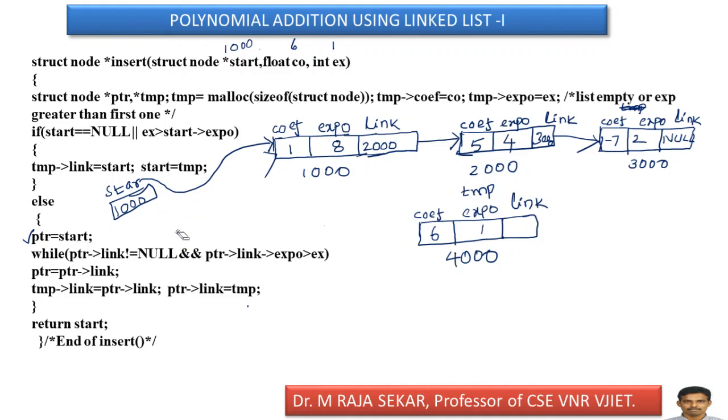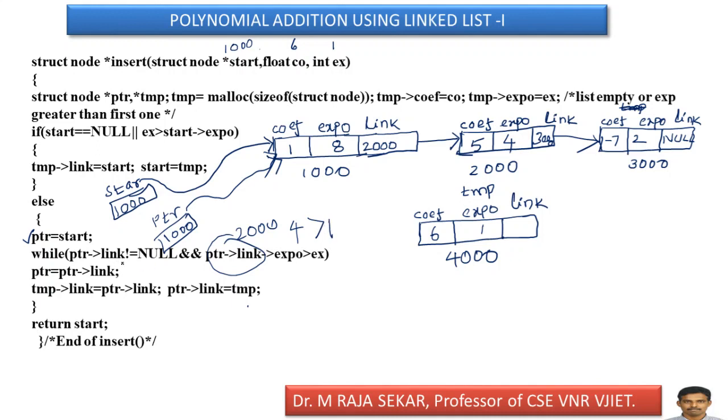Let me write again. Let me choose pen. Else PTR equals start. PTR is a pointer variable where I can store start. Start means what? 1000. It will point to a node whose address is 1000. Now where are we? PTR arrow link. 1000 link is 2000. 2000 not equal to null. Correct. PTR arrow link. PTR means 1000. 1000 link is 2000. 2000 EXPO means what? 2000 EXPO is 4, is it greater than my EXP value? 1. 4 greater than 1, true.